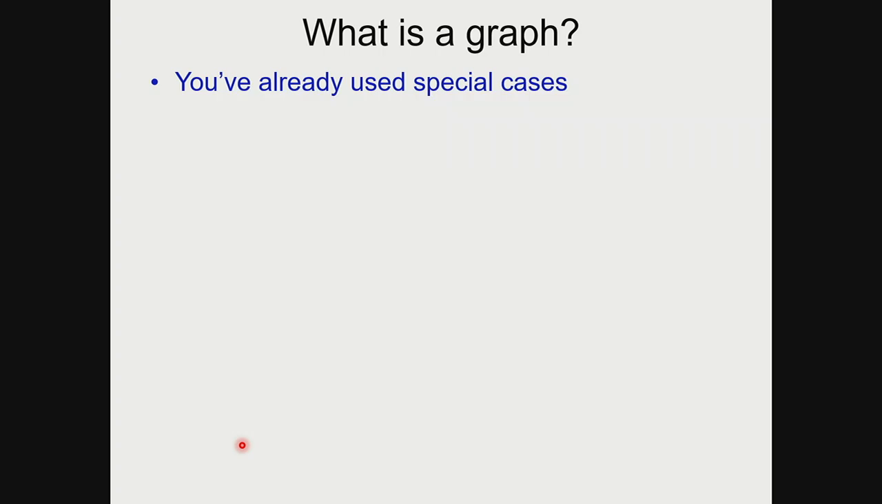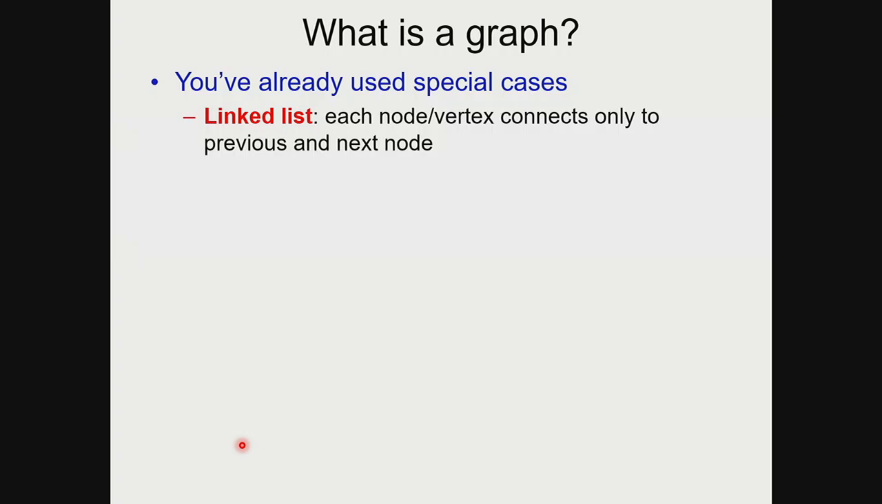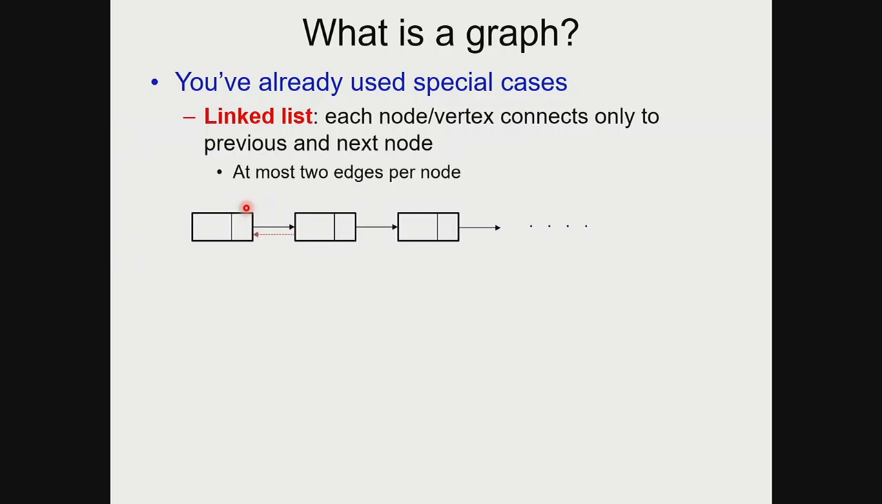Okay, so what is a graph? You've already probably used special cases of graphs before in 244, for example, a linked list, where each node or vertex only connects to a previous and next node. So basically, here is a vertex or a node, and there is another vertex, and there is an edge between them that connects this next node to this one. At most, there are 2 edges per node in this graph, because you can also connect to the previous node in a doubly linked list, which is more common.